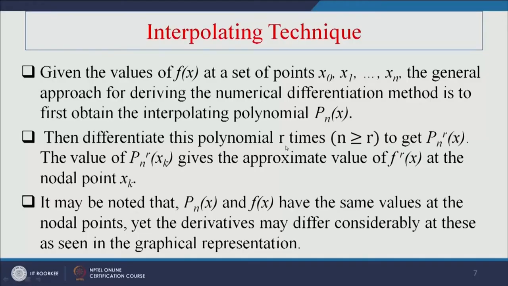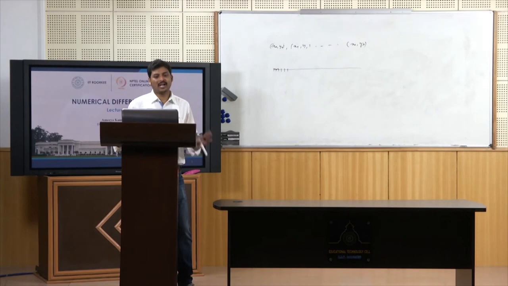Then we can write this nth order differentiation of P_n(x) with respect to x, of order r, as P_n^(r)(x). So at a particular point we can write this polynomial differentiation of order r as P_n^(r)(x_k), where the differentiation is evaluated at the point x equals x_k, of order r.